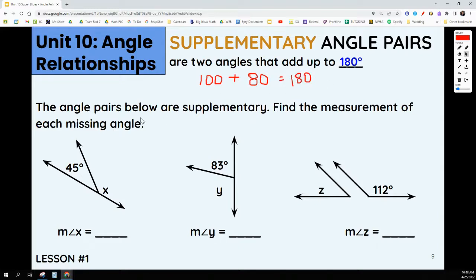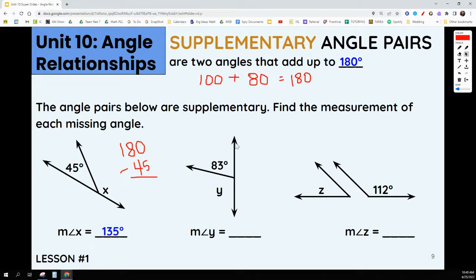The angle pairs below are supplementary. Find the measurement of each missing angle. Here I see this is a straight line, and one of the angles is 45. And a straight line adds up to 180 degrees. So I'm going to do 180 degrees and take away 45. And that is how I find the measurement of angle X. The measurement of angle X would have to be 135 degrees.